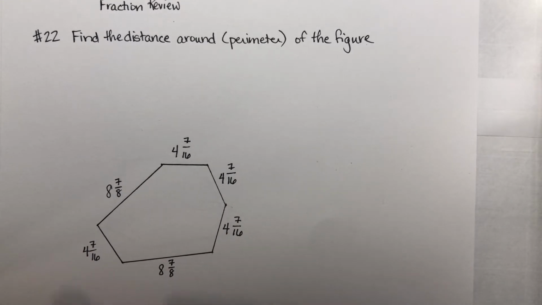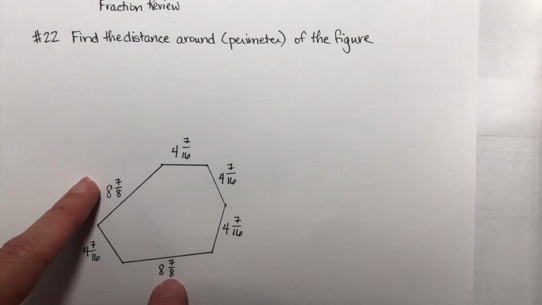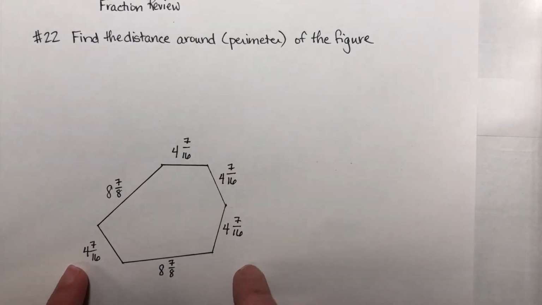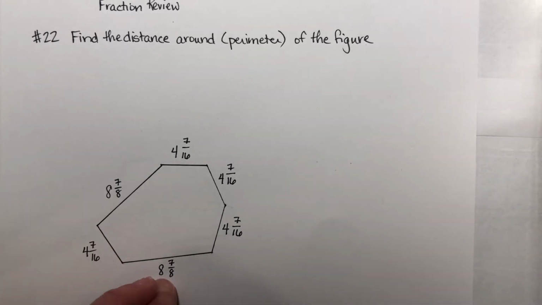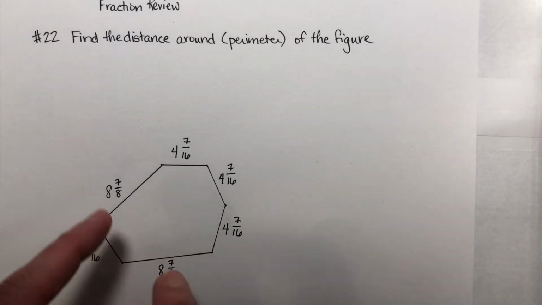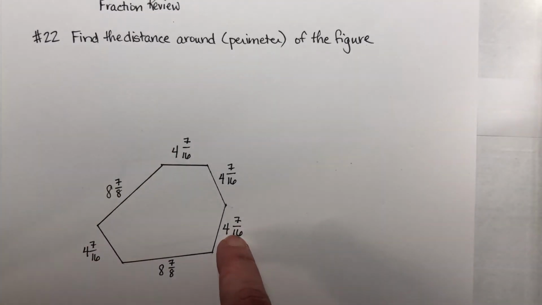Now what makes this easier is if you notice that these two values are the same and then these four are the same. So I could just add them all up, or I could take this value, and since there are two of them, I could multiply it by 2. And then take this value, and since there are 4 of them, multiply it by 4, and then add those together, and that might be easier.